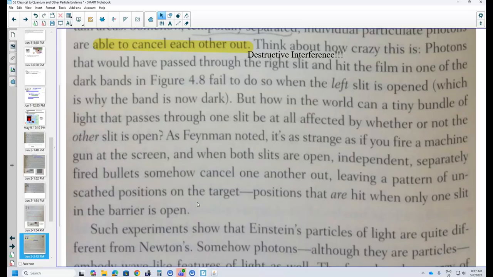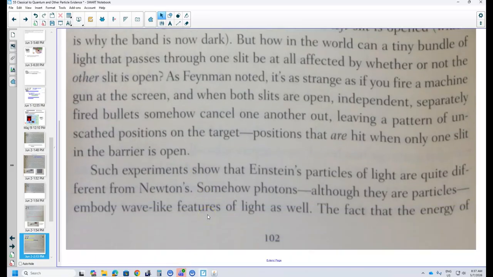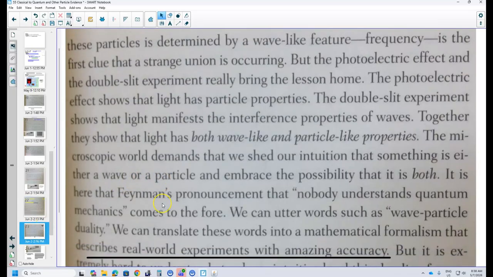As Feynman noted, it's as strange as if you fired a machine gun at the screen, and when both slits are open, independent, separately fired bullets somehow cancel each other out, leaving a pattern of unscathed positions on the target. Positions that are hit when only one slit is open then aren't hit when two are open. Such experiments show that Einstein's particles of light are quite different from Newton's. Somehow photons, although they are particles, embody wave-like features of light as well. The fact that the energy of these particles is determined by a wave-like feature, frequency, is the first clue that a strange union is occurring. But the photoelectric effect and the double slit experiment really bring this lesson home.